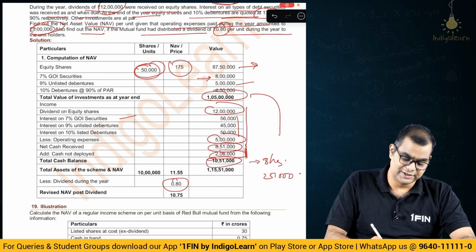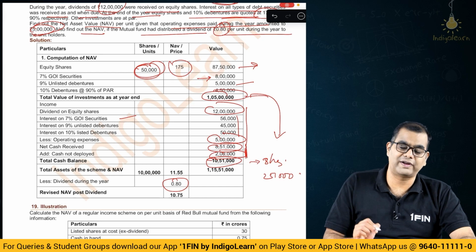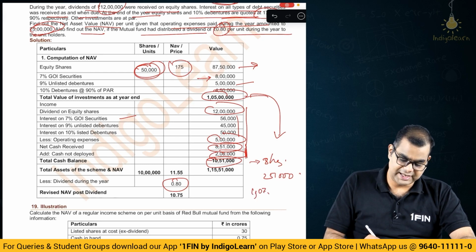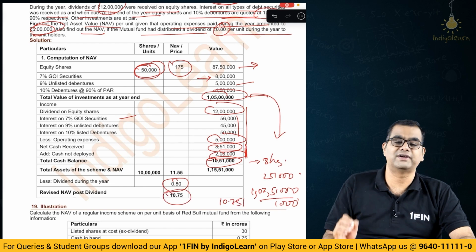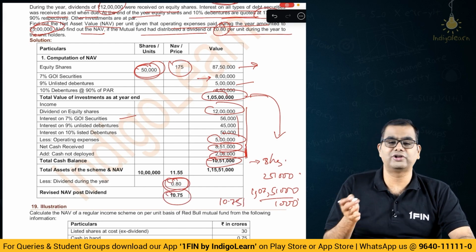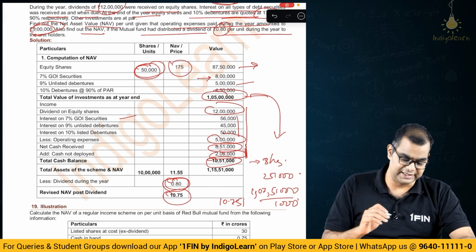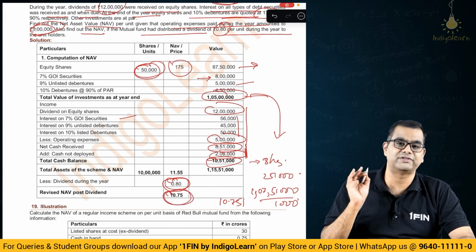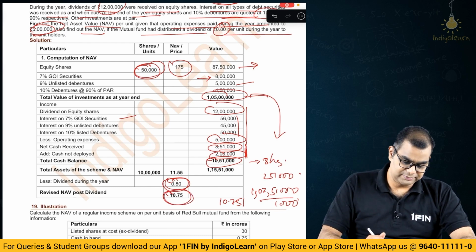In addition to this 1 crore 5 lakhs, 1 crore 5 lakhs plus 2,51,000 is 1 crore 7,51,000, and you have how many units? 10 lakh units. So you get an NAV of 10.751. This is the revised NAV. Or you can subtract dividend per unit, or you can also subtract dividend at the gross level. Either way, you will get the same answer of 10.75. Okay, let us move to the next problem.